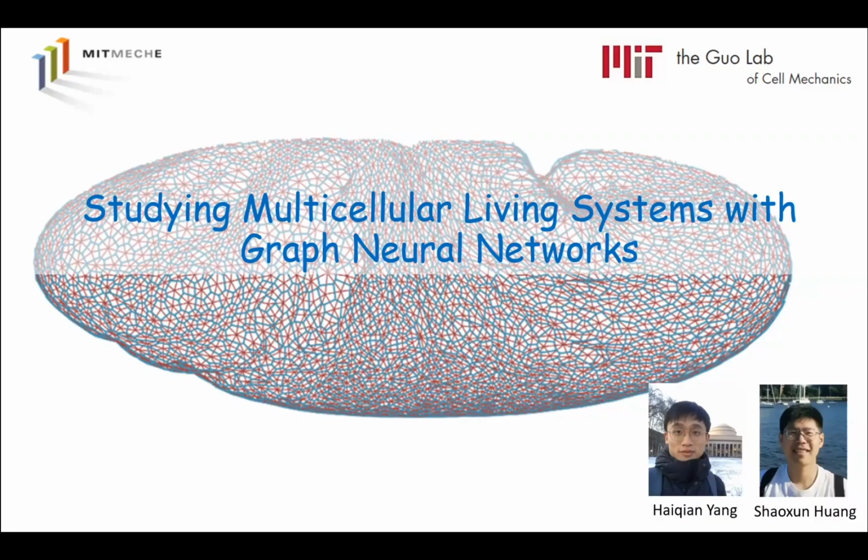But for the remaining time, I want to jump into machine learning to tell you more about what we have done with the graph neural network to understand or predictively model some of the multicellular processes that we have been experimentally working on. And I should say the work is really mainly done by Haiqian, who's here with me today. And we can talk to you more afterwards if you're interested.